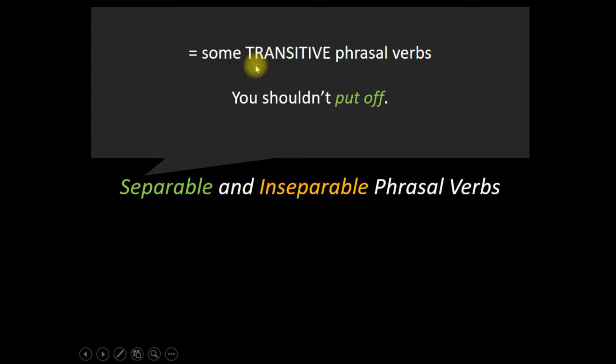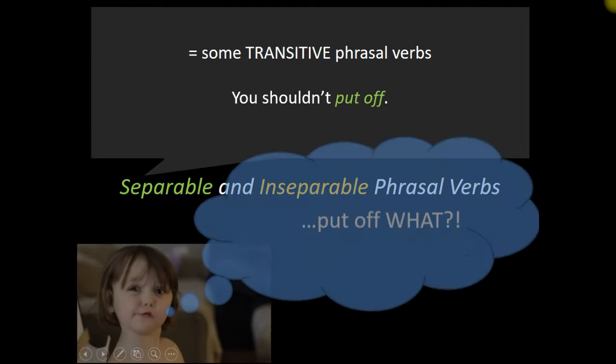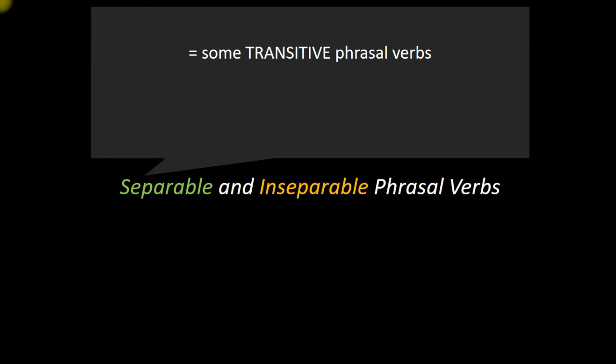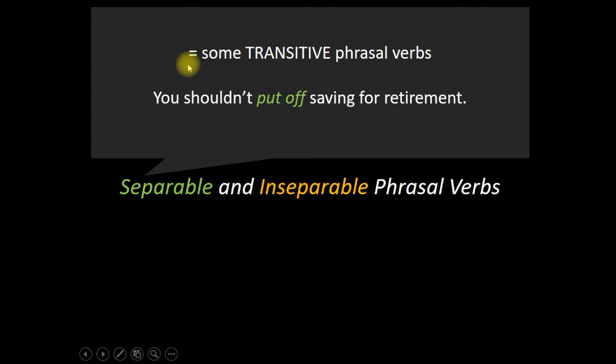So for example, if we say, you shouldn't put off. Put off is a transitive phrasal verb. So if you see this, you would probably be thinking, put off what? Because it doesn't make sense to just say put off. We must have an object. For example, you shouldn't put off saving for retirement. Here, saving for retirement is the object of the phrasal verb put off. So that's what we mean by transitive.